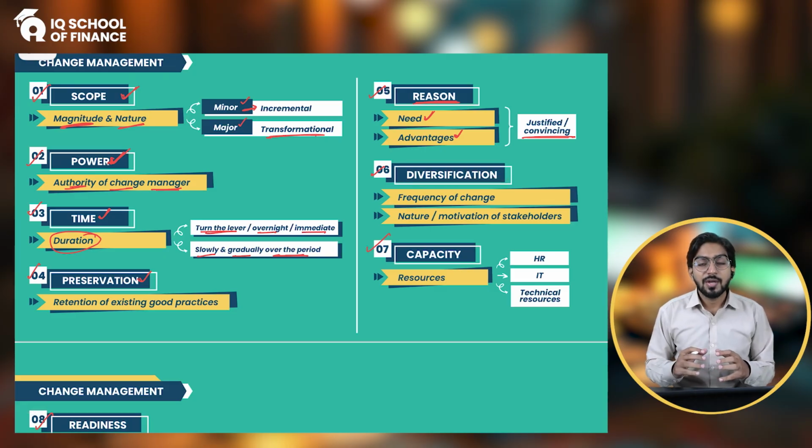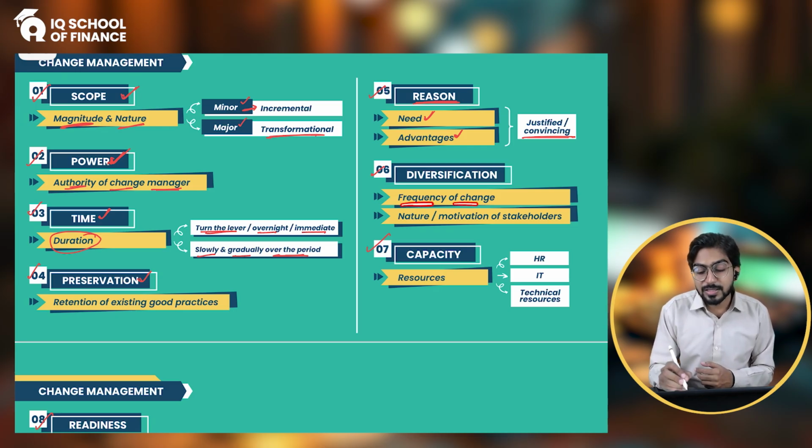diversification means, or whenever we call diversify, it means different, right? So it means how many or how much different kind of people you have. Sorry, how frequently, or how rapidly you diversify yourself, you bring the change. So it means the frequency of the change, the nature and motivation of the stakeholders.